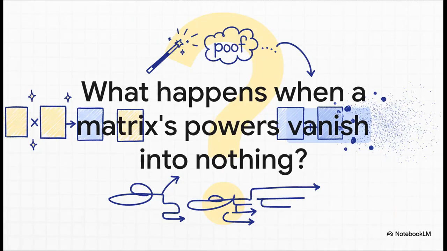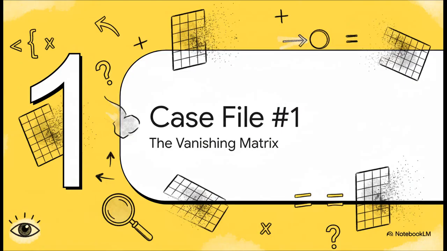So this is the question that really kicks off our first case file. And it's kind of like a magic trick, right? You take a matrix, you multiply it by itself over and over, and then suddenly, poof, it just vanishes. Okay, let's dive in. So what we're looking at here is a very special kind of matrix. It's called a nilpotent matrix. That's the fancy official name for this whole vanishing act.